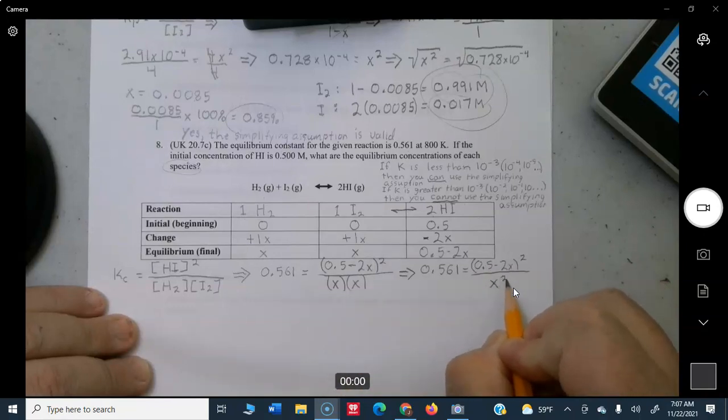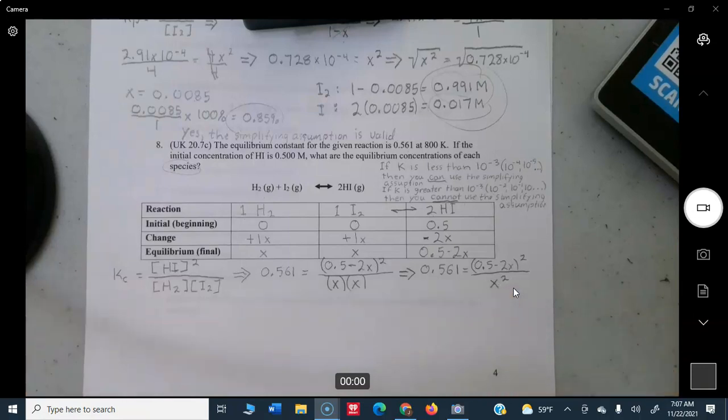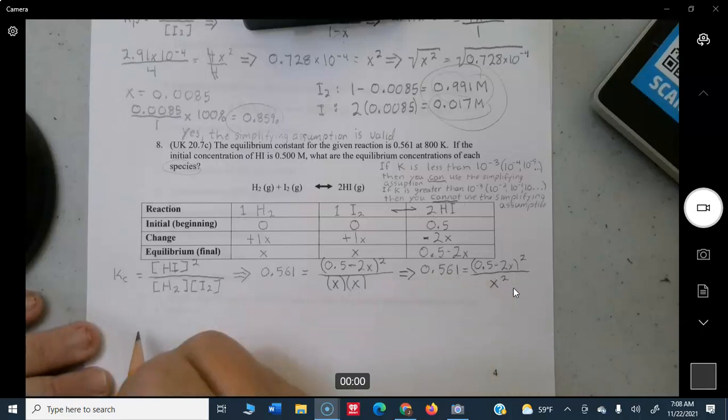So we lucked out in a sense. I said you weren't ever going to have to use a quadratic formula. You won't here, although you can't use the simplifying assumption. This is kind of an exception. You have a square over a square, which means you're in luck. You can simply take the square root of this and not have to deal with a quadratic. So I'm going to come down here and take the square root of this side.